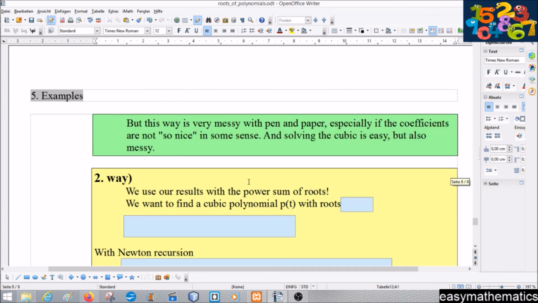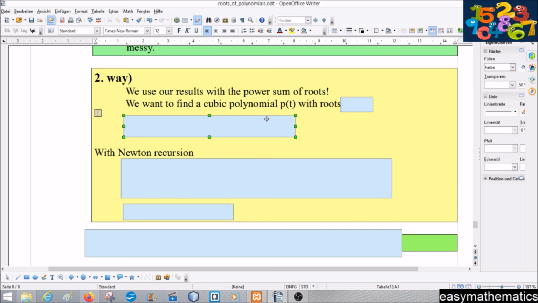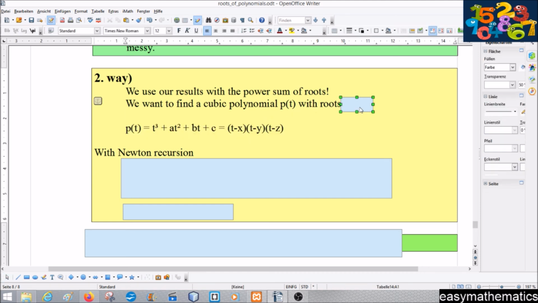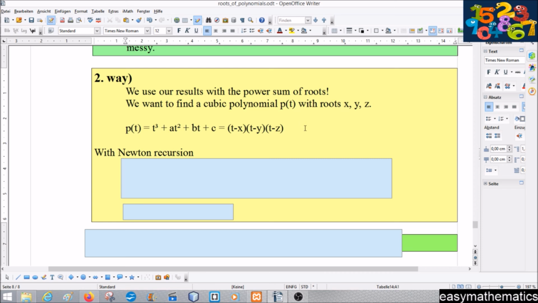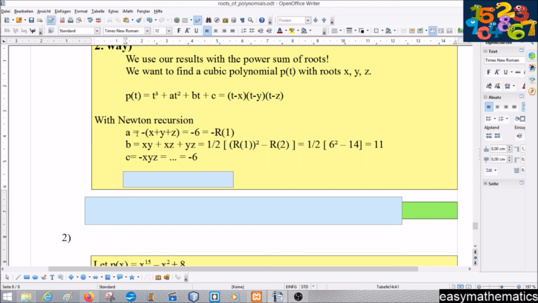And we are interested in getting the cubic in an easier way, and we use our result with the power sums. What we want to find is a cubic polynomial in T with the roots x, y, and z. And how can we get this? With the Newton recursion, we find that our first coefficient is the negative sum of the roots, and this is exactly the first equation. So our first coefficient is negative 6.